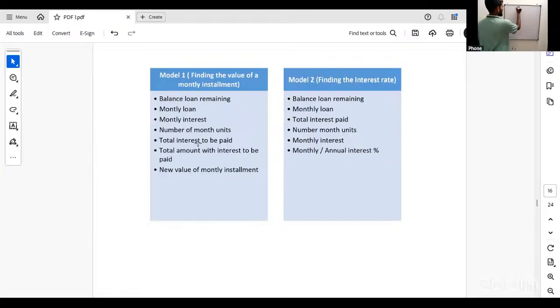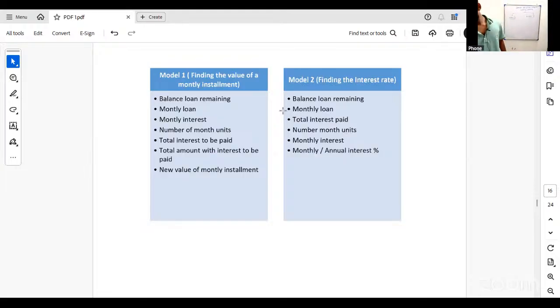Now, in the interest calculation based on the reducing balance, you have just two models that they can ask. Model 1 and model 2. Only these two models they can ask in your exams. They won't ask anything out of these models. So the secret is you have to memorize these two models as well. It's not easy, but once you practice this, you can do this.